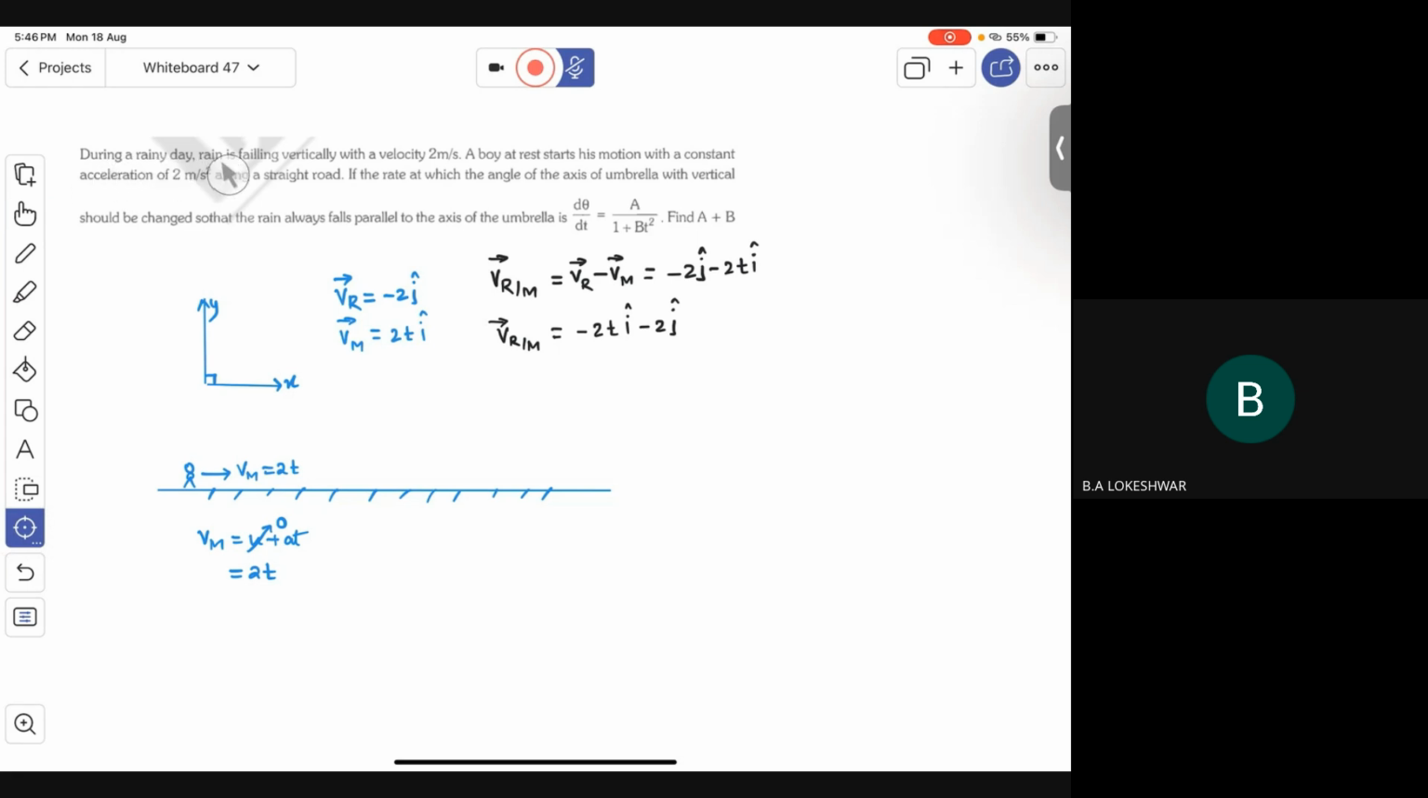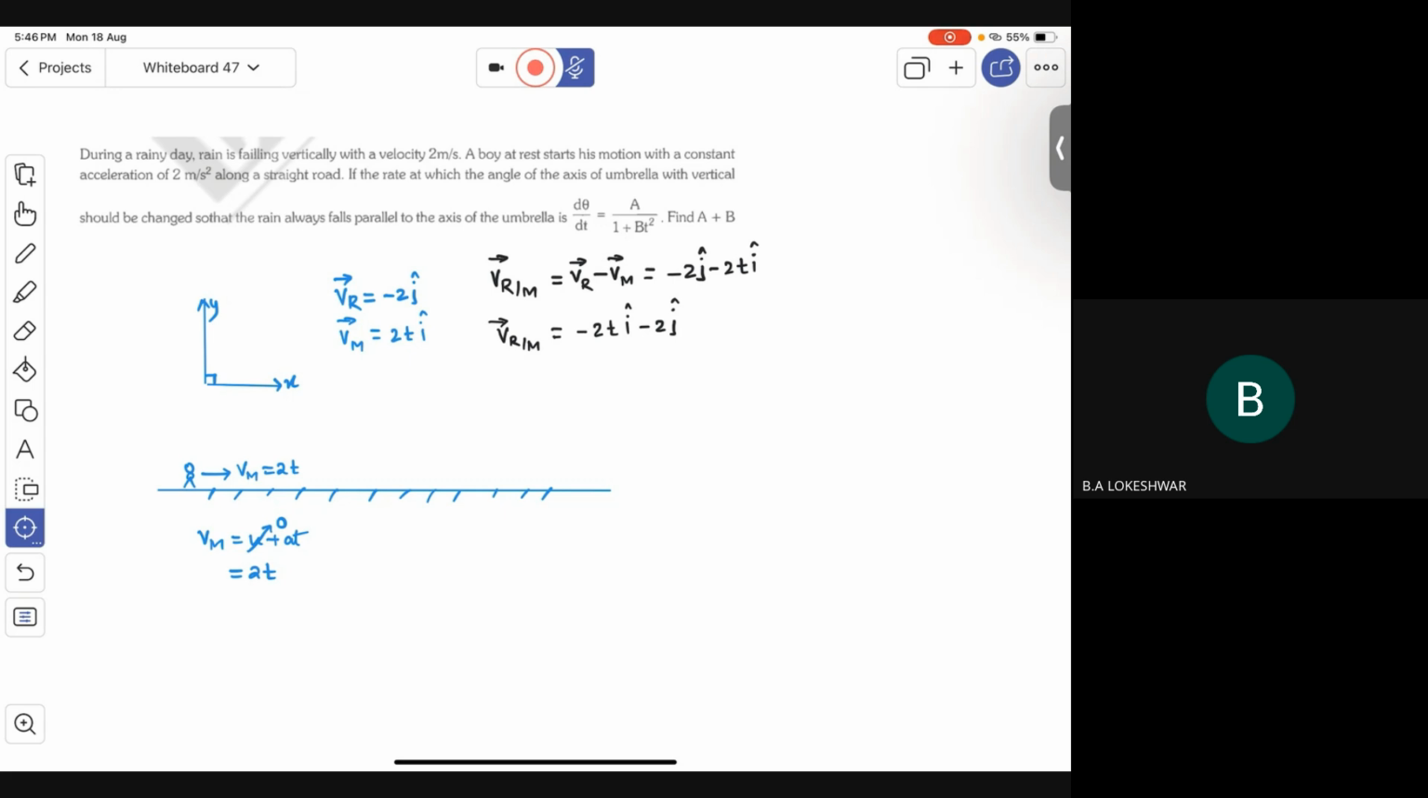So during a rainy day, rain is falling vertically with velocity 2 meters per second, and a boy starts moving from rest with constant acceleration on a straight road. Suppose at any moment the axis of the umbrella is kept at an angle theta from the vertical. What is the rate at which that angle theta must be changed so as to always keep the axis of the umbrella along the velocity of the rain with respect to the man, so that he can save himself from the rain?